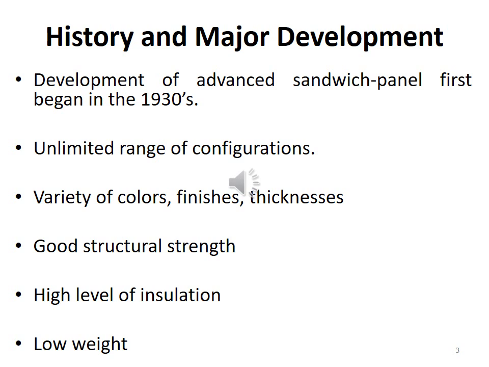So in the modern world, modern sandwich panels can be made flat, bent, curved, and joined together in an almost unlimited range of configurations. Now sandwich panels are available in a variety of colors, lovely finishing, and thickness, edge detail according to our performance requirement. So these are very much useful where a high performance cladding is required with good structural strength, a high level of insulation and low weight.